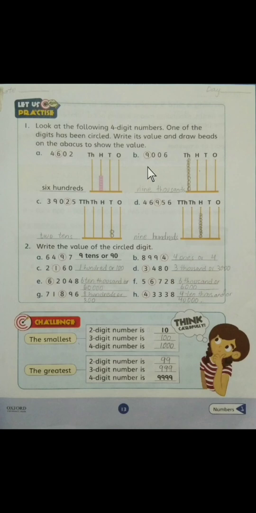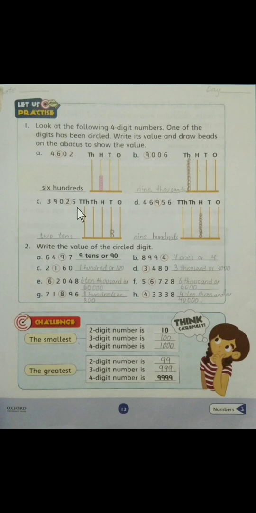Now look at B. Here we have number 9006. Which number is circled here? 9. Now tell me, what is the place value of this 9? The place value of 9 is thousands. So we have to write 9000 and draw 9 beads in the thousands column.